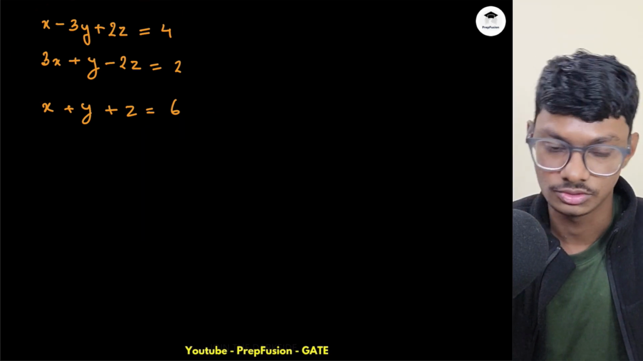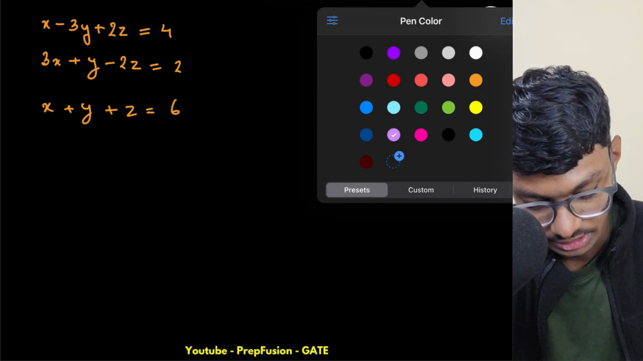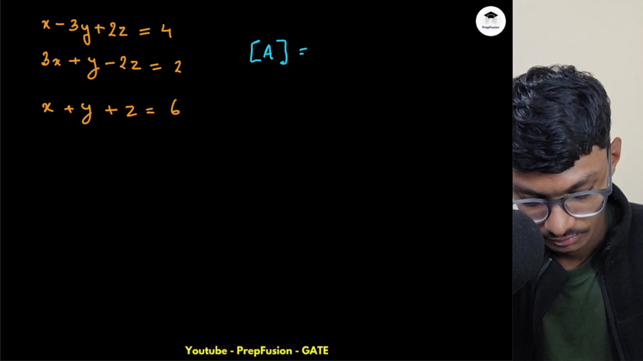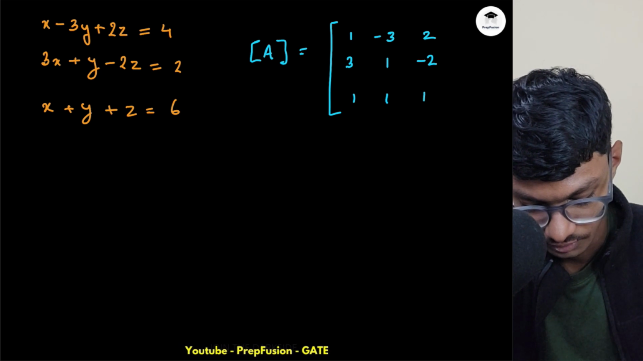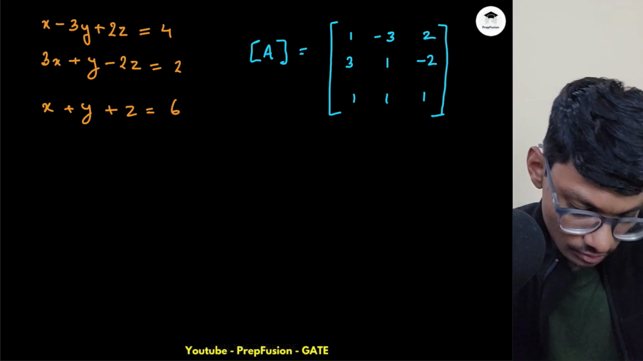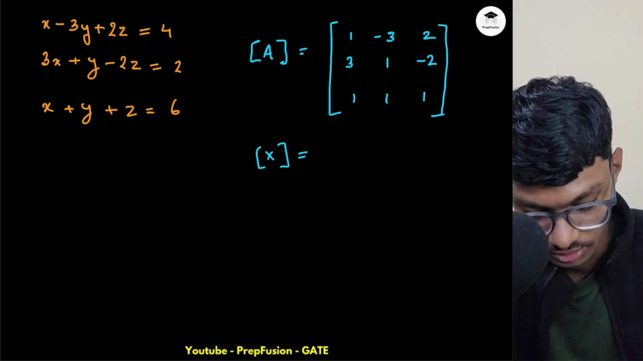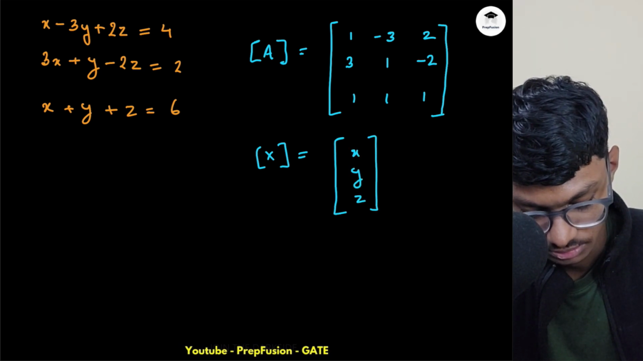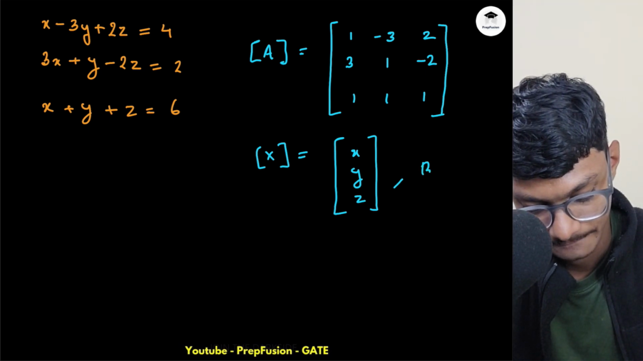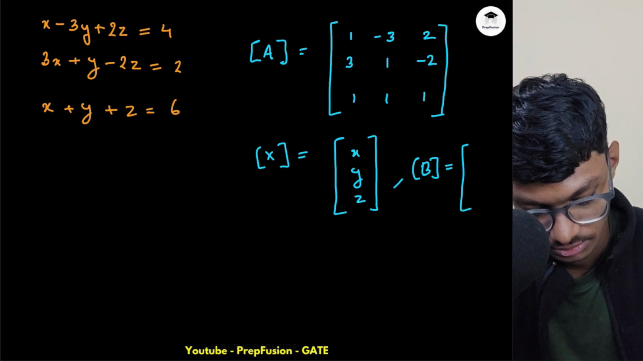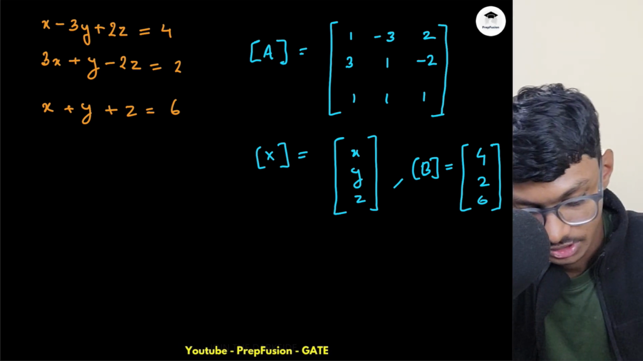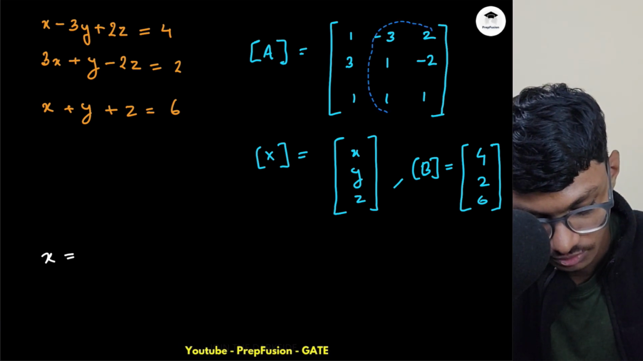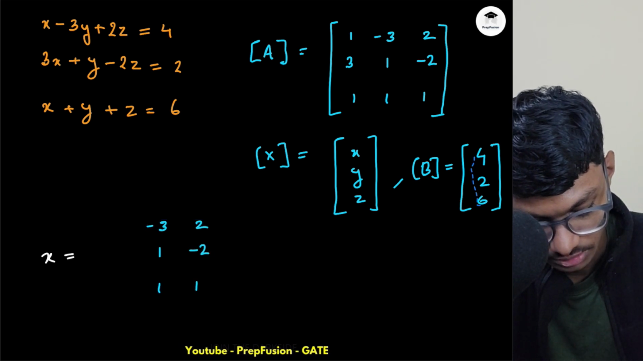So we have this matrix. Let me write the coefficient matrix, the variable matrix, and the constant matrix. Next is our unknown matrix, which is x, y, z. And next is our B matrix, the constant matrix, which equals 4, 2, 6. Now what do we have to find? We have to find x, y, and z. X will be simply this matrix, where I copy the first two columns and the constant matrix.